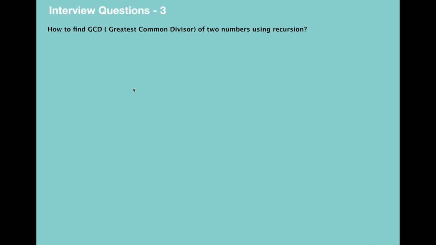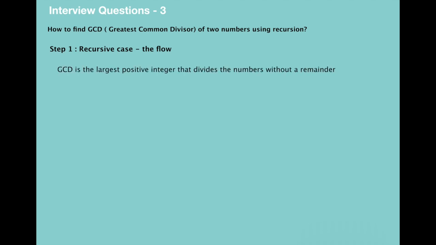As always, we will start with the first step. So we need to find the recursive case for greatest common divisor. So first of all, let's define what the greatest common divisor of two numbers is. In mathematics, the greatest common divisor, also known as greatest common denominator, greatest common factor, or highest common factor of two or more non-zero integers, is the largest positive integer that divides the numbers without remainder. For example, the greatest common divisor of 8 and 12 is 4.